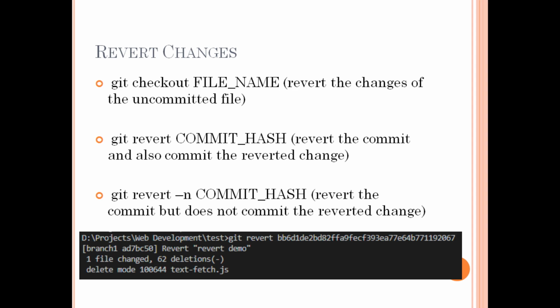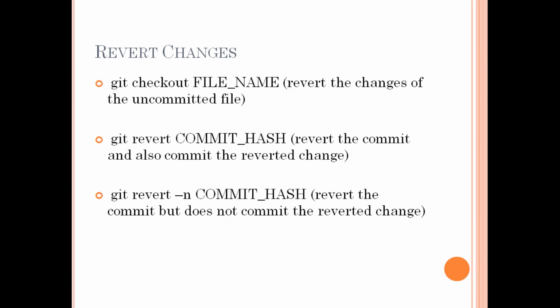Next command is git revert. The git revert command is a forward-moving undo operation that offers a safe method of undoing changes. Instead of deleting or orphaning commits in the commit history, a revert will create a new commit that inverses the changes specified. Git revert is a safer alternative to git reset. This command reverts back to the given commit and also commits the change.